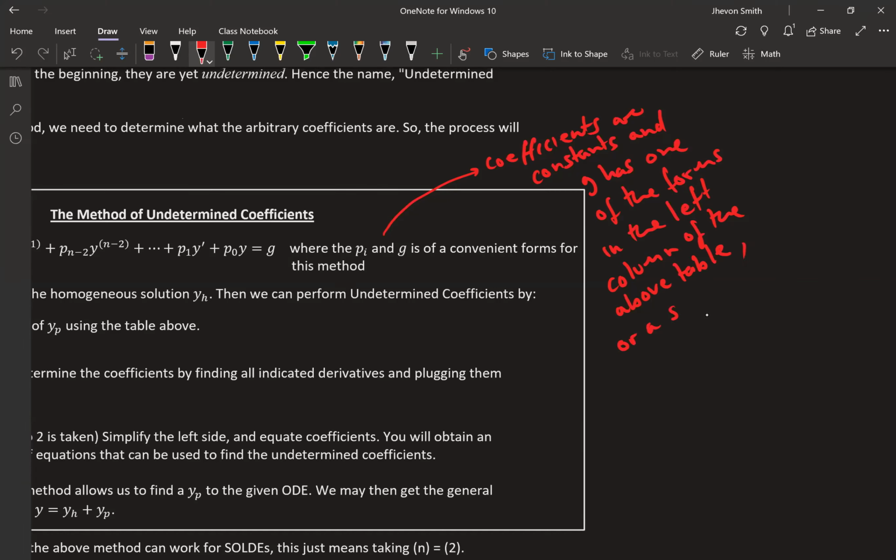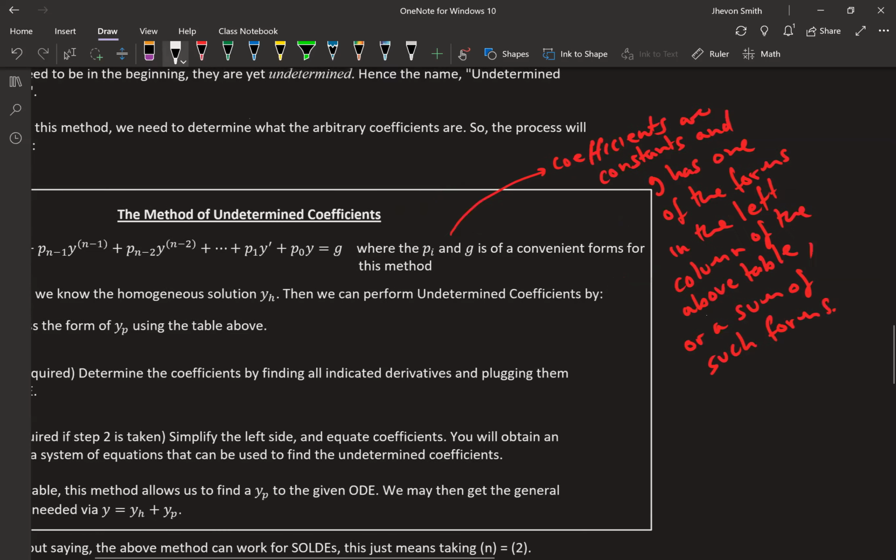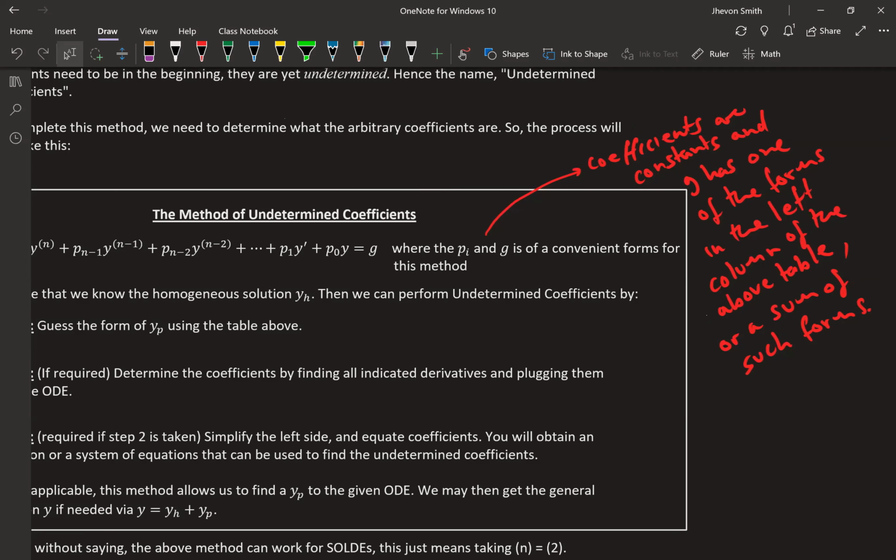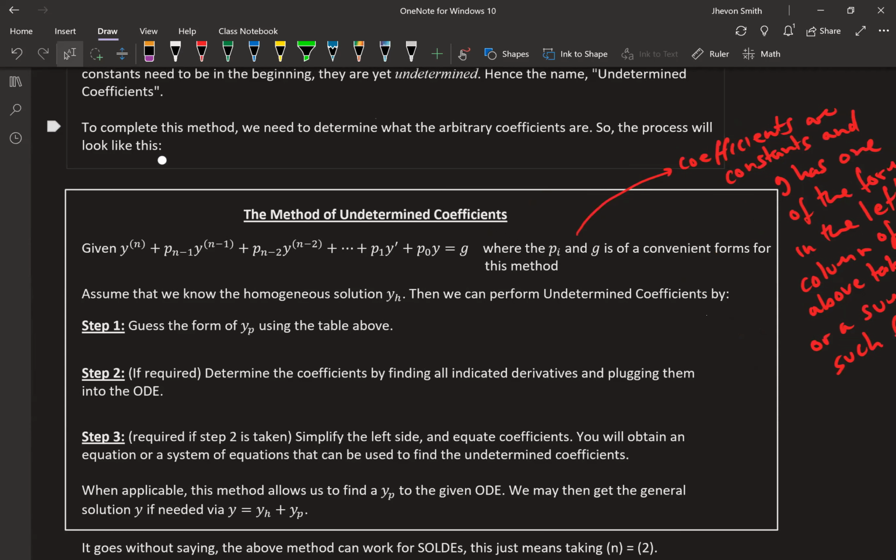Or a sum of such forms. So once you look at an ODE and you notice that the coefficients are all constants and my G is of one of the forms in the table, meaning it's a polynomial, or a polynomial times an exponential, or a polynomial times an exponential times a trig function, which is a sine or a cosine, or a polynomial times a sine or a cosine, specifically, right? So assuming that I'm looking at something that looks like that, the method of undetermined coefficients is doable.